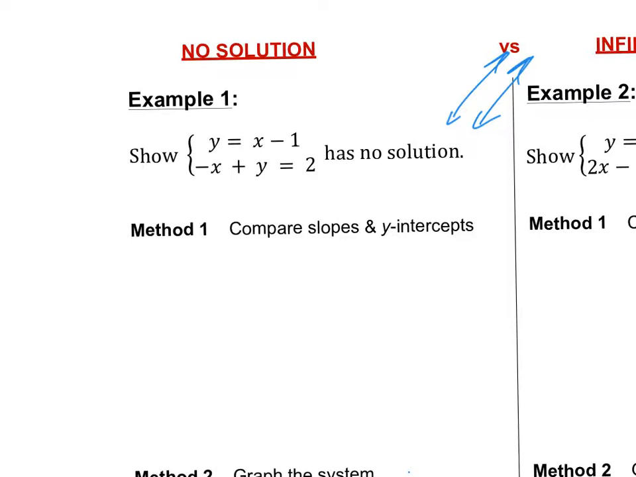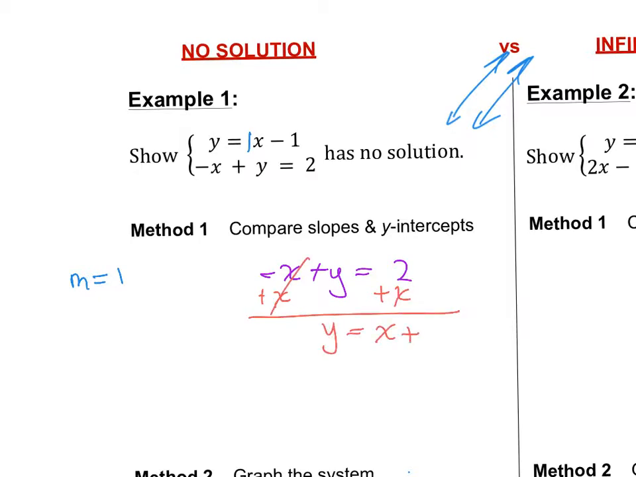Let's see. The slope of the first line, it's understood to be 1. The slope of the second line, I would have to convert it into y equals mx plus b. I would add x to both sides. I would get y equals x plus 2. Yet again, the slope of this one, the red one, is also 1. So the slope of this is 1, and the slope of this is 1.